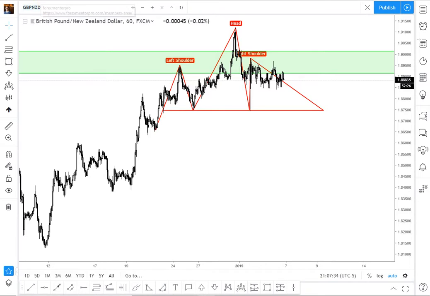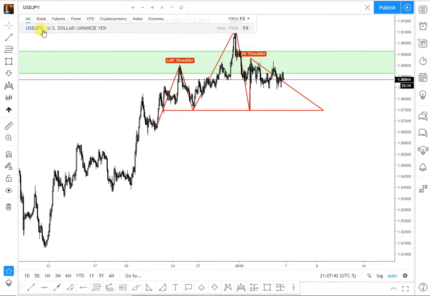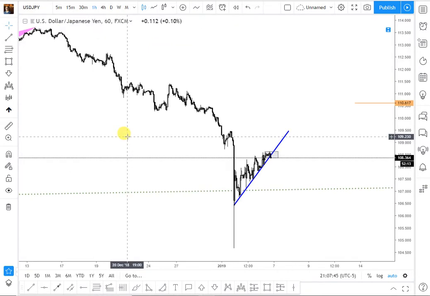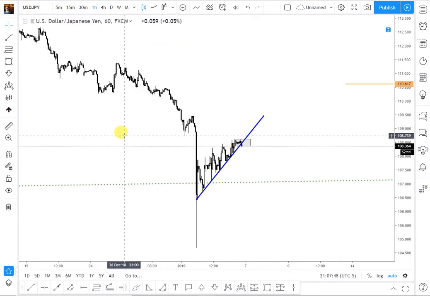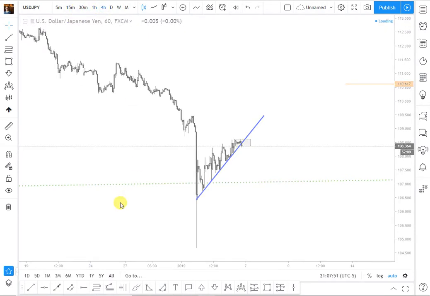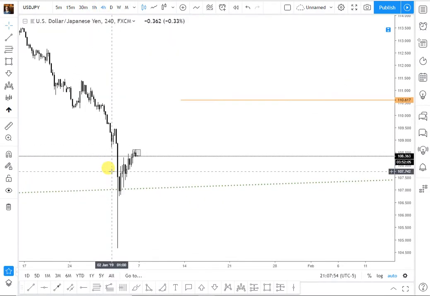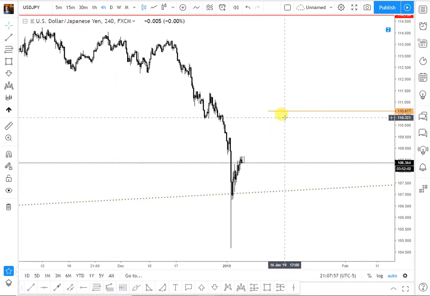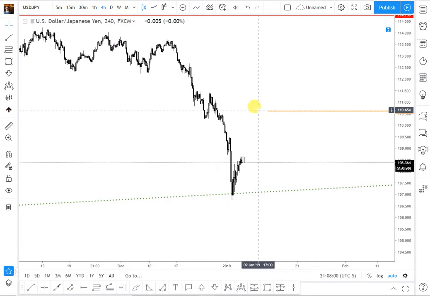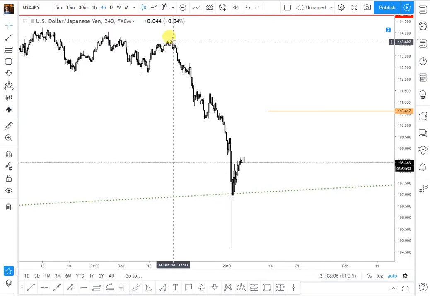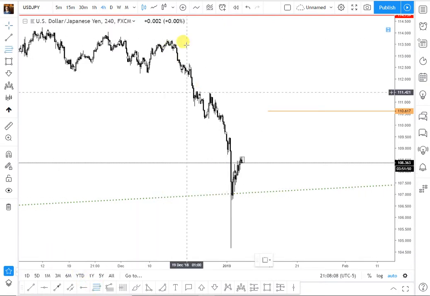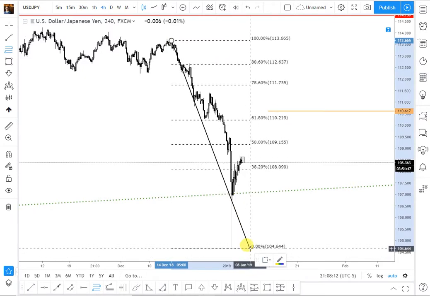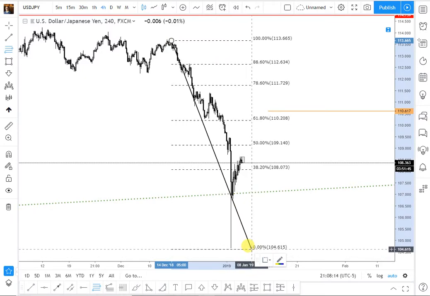Now we will switch to the USD yen, and on USD yen here we are on the 4-hour time frame. Here we go. We have at the price level of 110.60 the golden ratio here. So we'll keep an eye on this price level here.